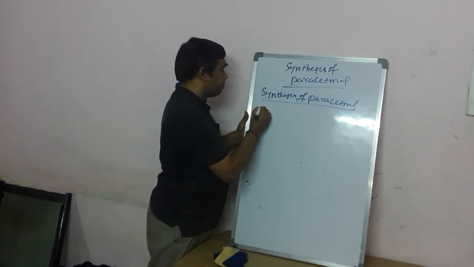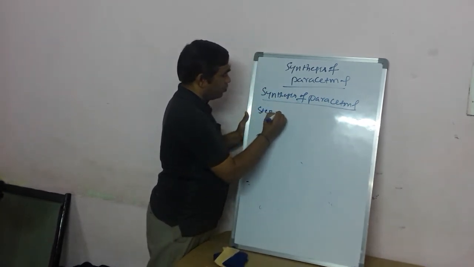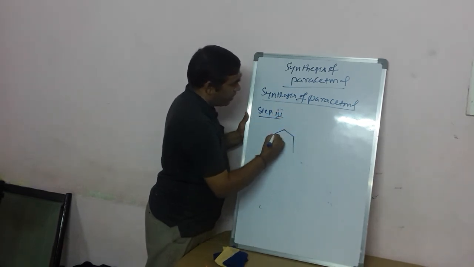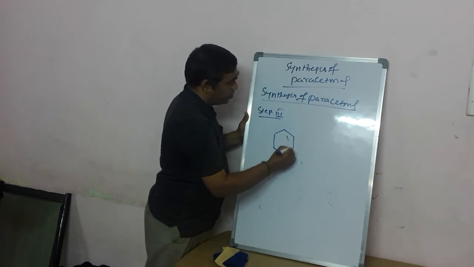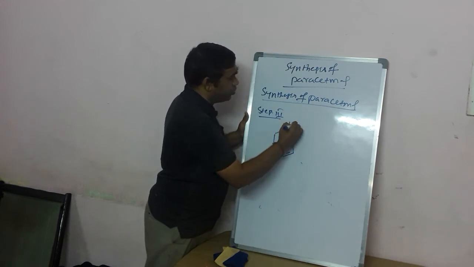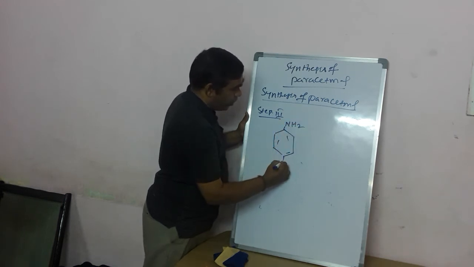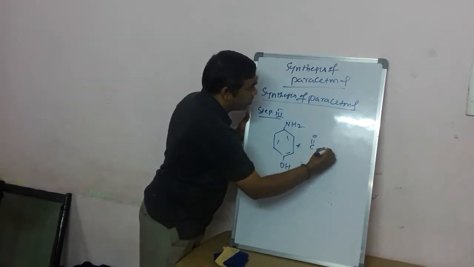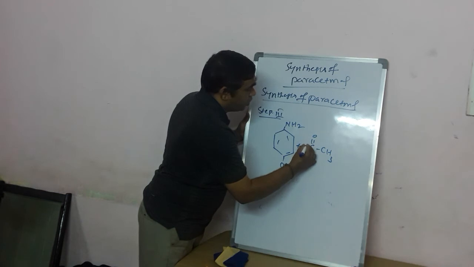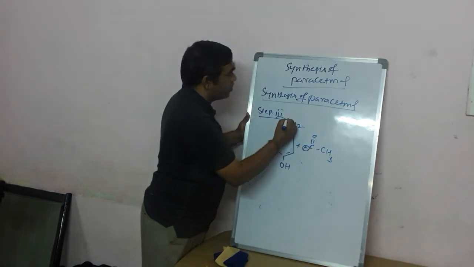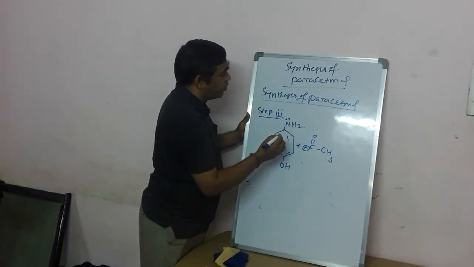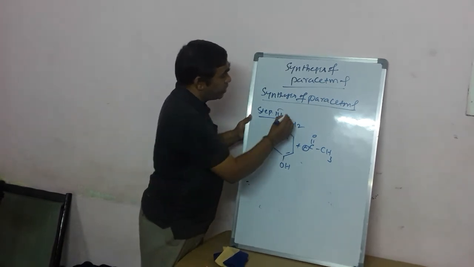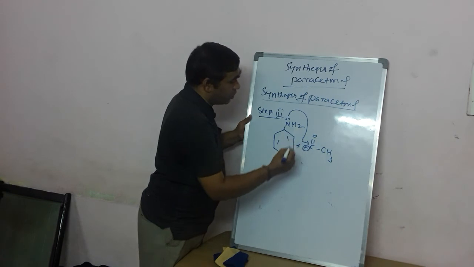Step 3: Para-aminophenol. For convenience, we draw it like this. This is the NH2. This is the OH. It is treated with the acyl group, C=O-CH3. The carbon is electron deficient. Here the nitrogen has a lone pair of electrons. Nitrogen donates the lone pair to the electron-deficient carbon for bond formation. So like this.